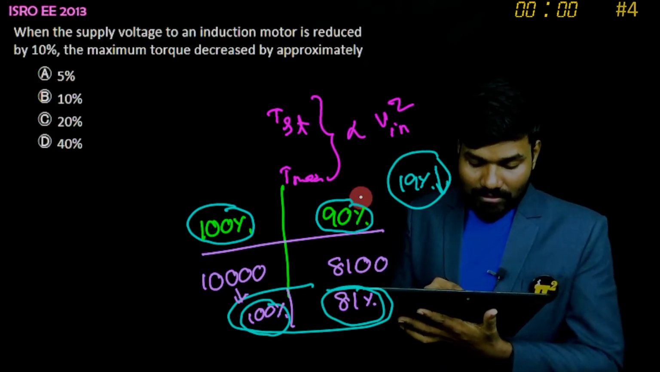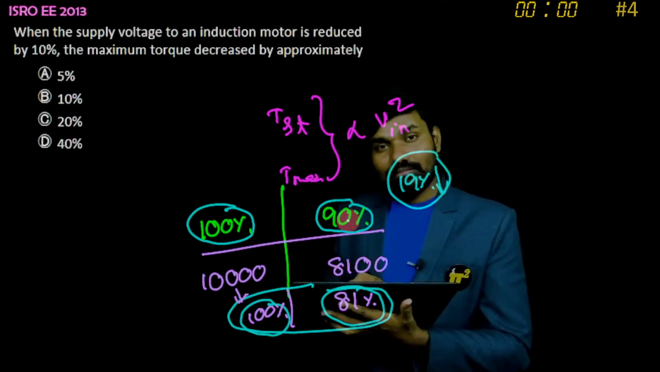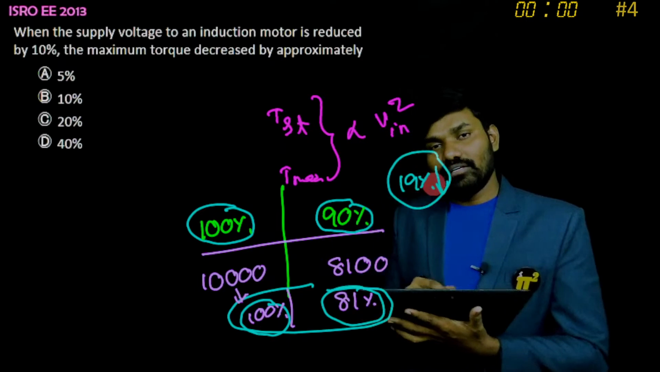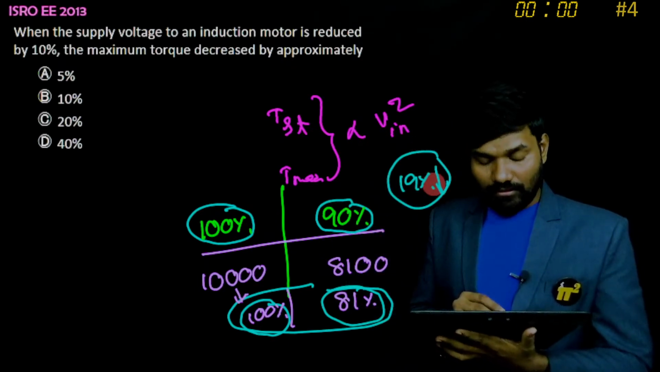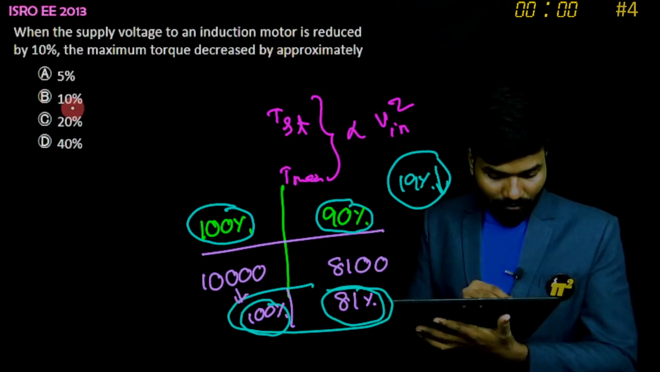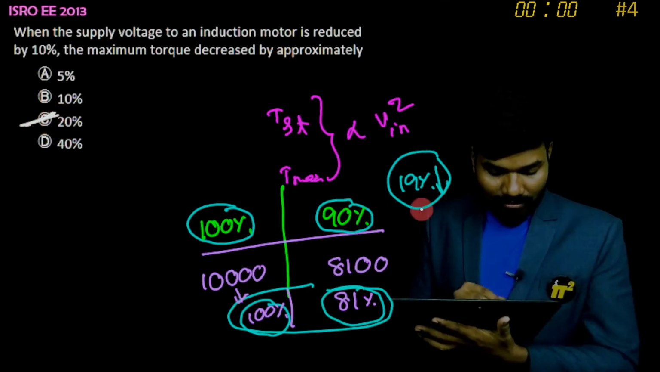For the 10% reduction in the voltage, a 19% reduction in the torque is happening approximately. So approximately it is 19, which is not given in the options, so 20 is the answer.